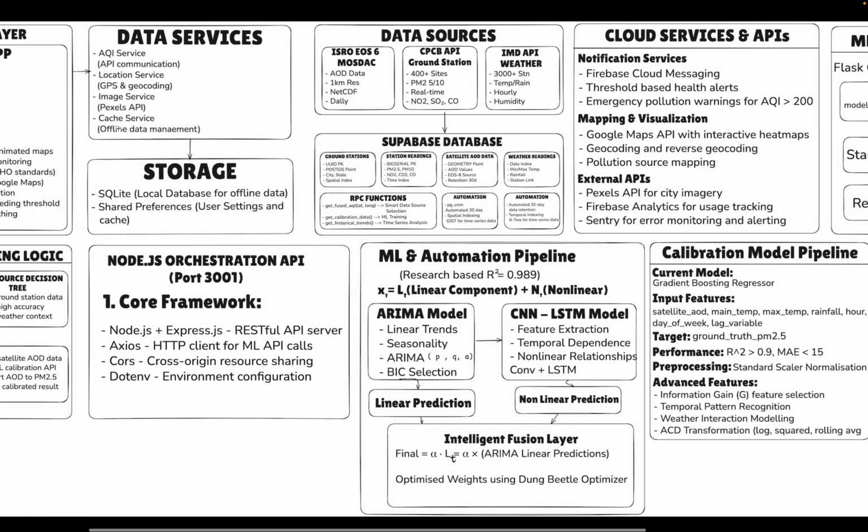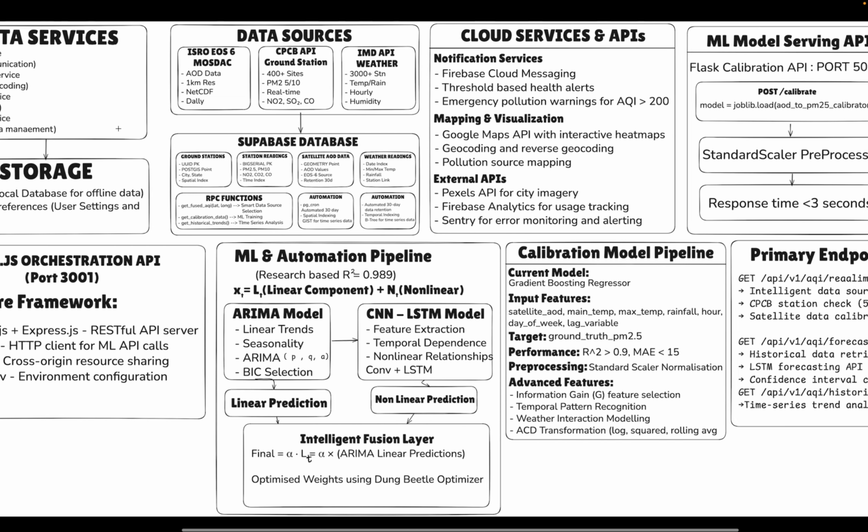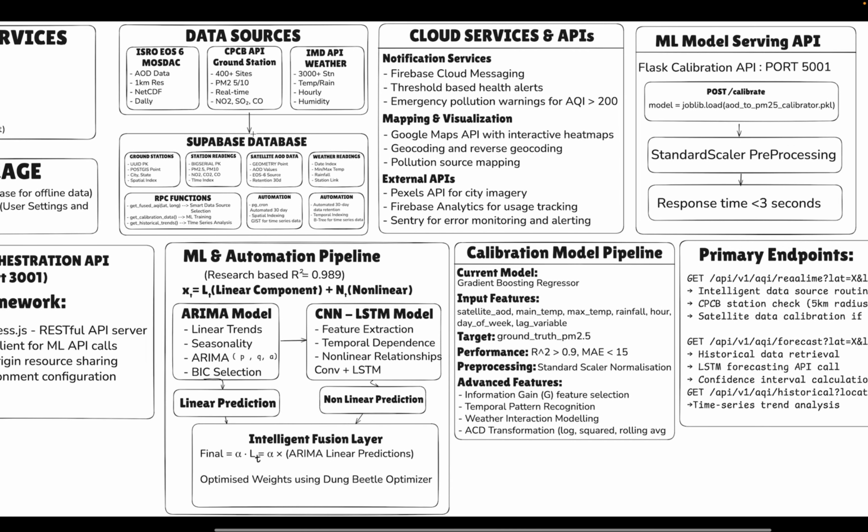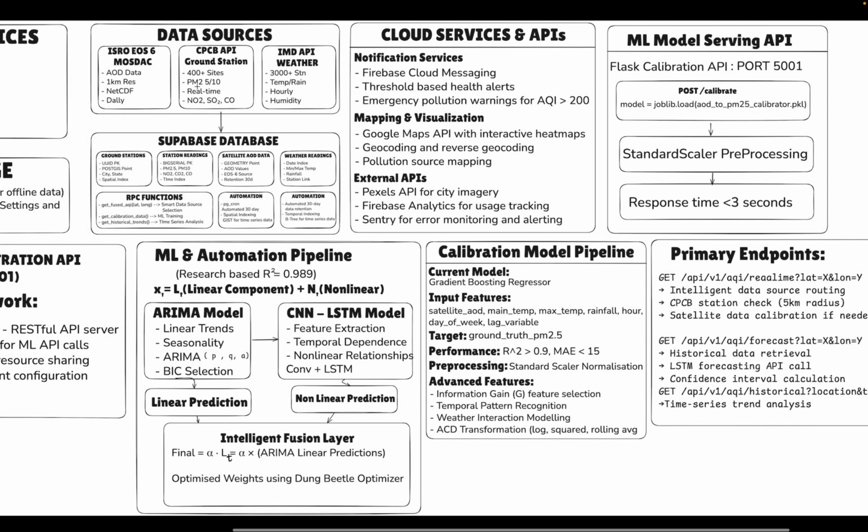Now, before understanding the backend and this entire machine learning part, I need you all to understand the data sources. Currently, we are using ISRO's EOS 6 Stack satellites data and CPCB's API, which is the Central Pollution Control Board, for having cities and more data like NO2, SO2, and CO. And we are also using IMD's weather API for accessing more than 3000 stations and getting the temperature and rain data. So this was the entire data part of how we are fetching it.